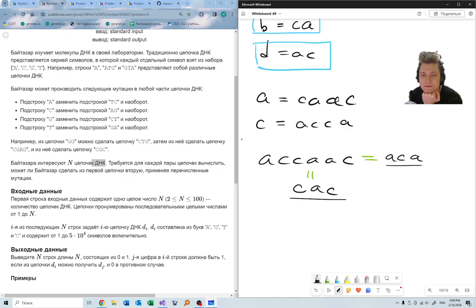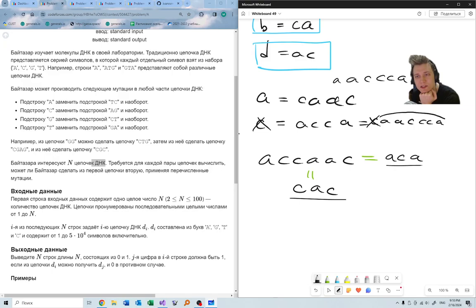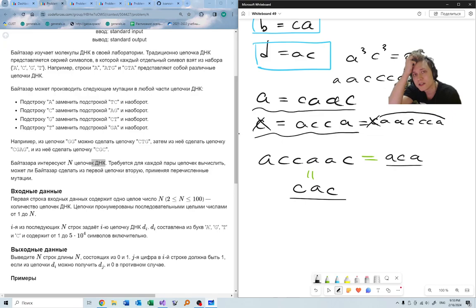Also, we can say here that this A is actually CAAC, CCA. Now we can remove this C. So we now have simply AAC, CCA. AAC, CCA is 0. And this means that simply A cubed, C cubed is 0. We would really like to find some group in which, so this is like a free group. I don't know if it's called free group in English. And we have these two equations.